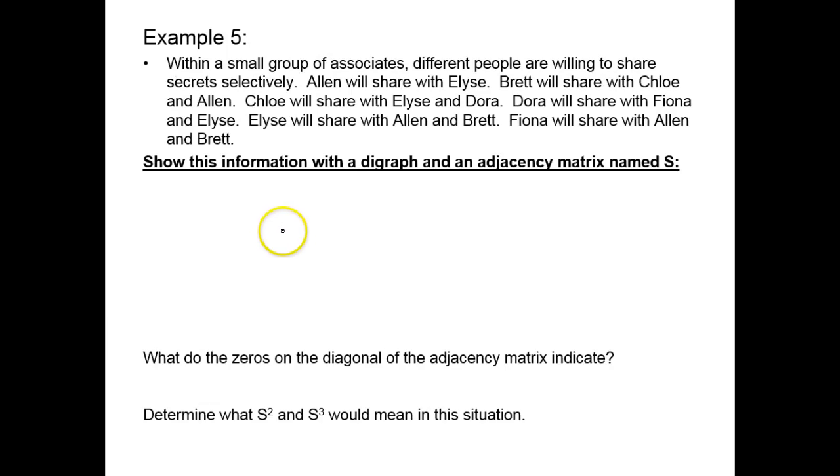Let's do one more example. Within a small group of associates, different people are willing to share secrets selectively. Alan will share with Elise. Brett will share with Chloe and Alan. Chloe will share with Elise and Dora. Dora will share with Fiona and Elise. Elise will share with Alan and Brett. Fiona will share with Alan and Brett. Show this information with a digraph and agency matrix named S.